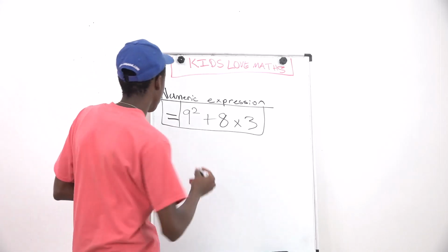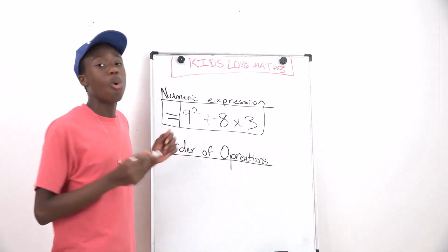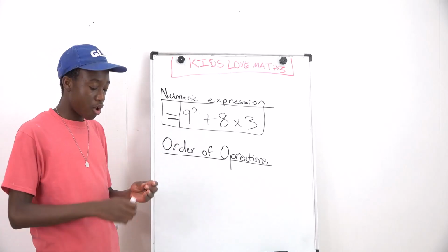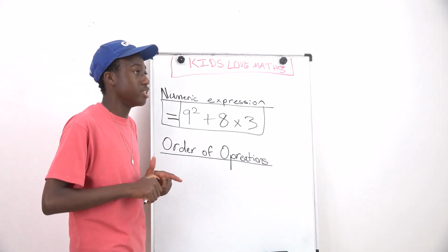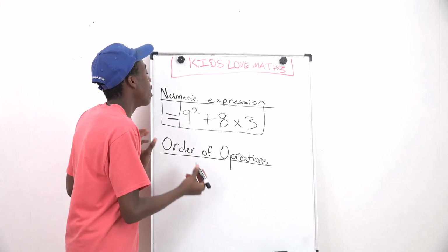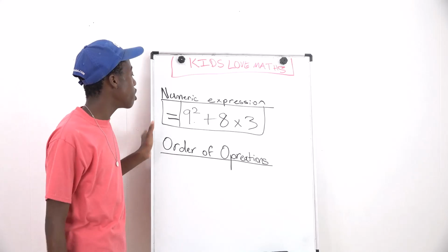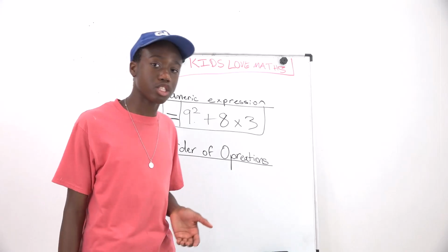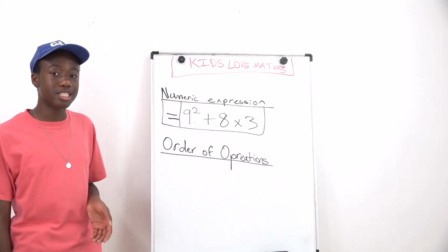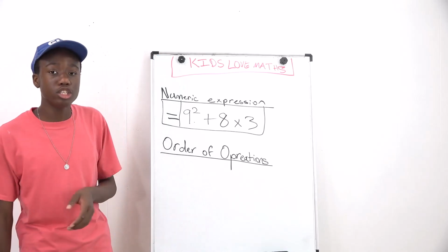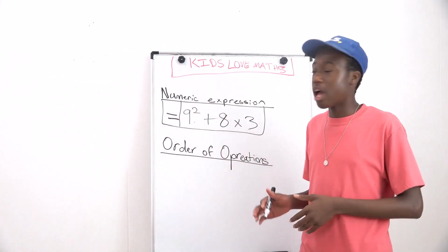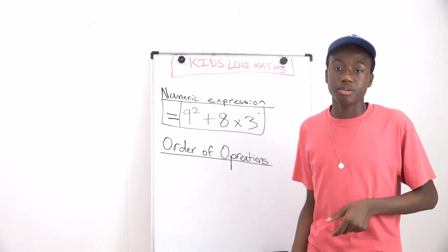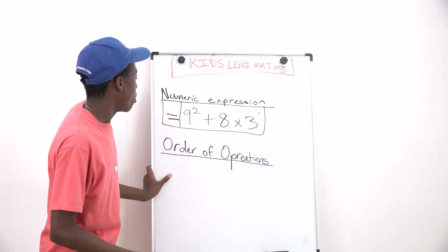Now, what is order of operations? Order of operations is what we use to solve numeric expressions, especially if it's a really long one, because it can be hard and you don't know what to do. For example, this numeric expression I just made here, 9 raised to the power of 2 plus 8 times 3. What we use to solve it is an order of operations. These are the operations we use so that when we're solving this type of expression, we can know exactly what to do. So, what is the first one?